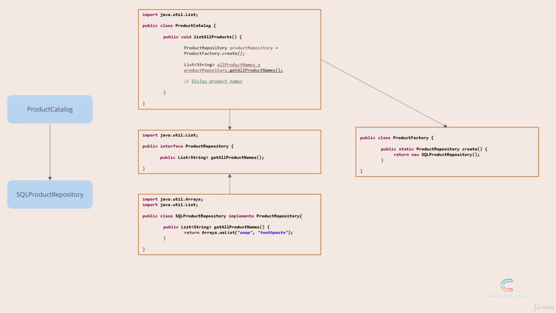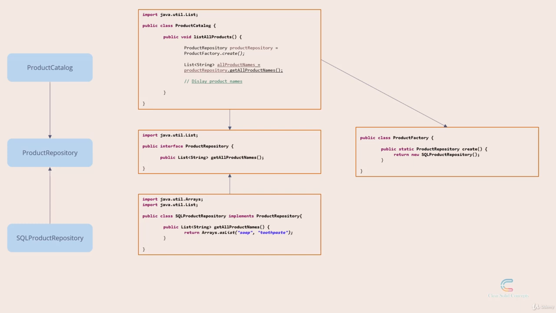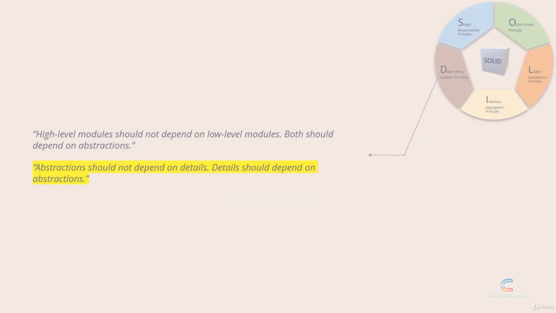Now let's modify the figure on the left accordingly. We have the product repository which sits in between. This is what we call the abstraction. As you can see now, we are no longer violating the principle. The high-level module does not depend on the low-level module anymore. We went as per the definition, so both our high-level and low-level modules depend on the abstraction now. Let's bring up the second part of the definition now.